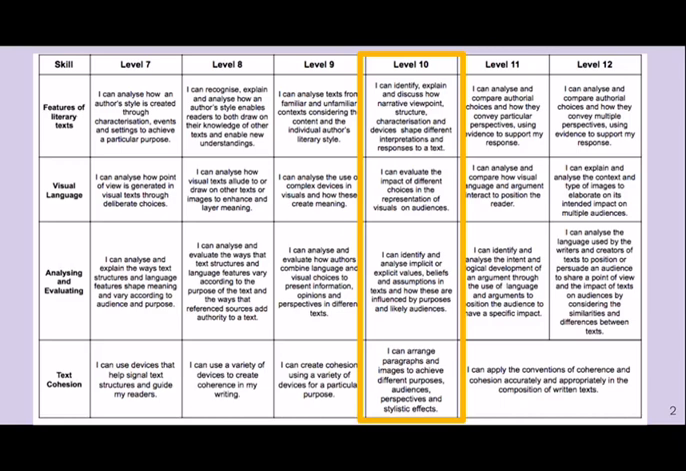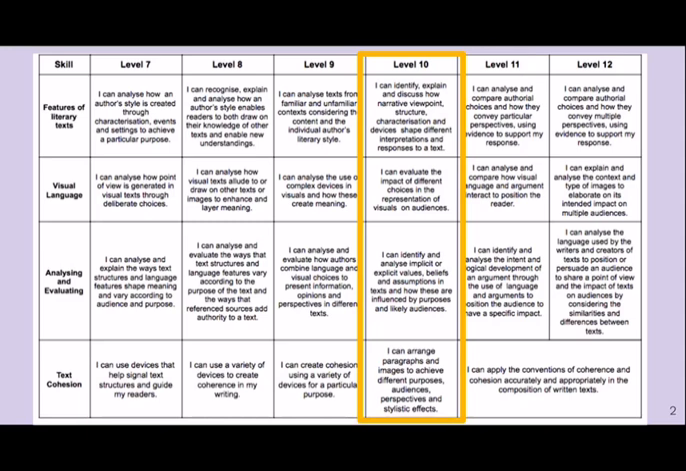So at level 10, I can identify, explain and discuss how narrative viewpoint, structure, characterization and devices shape different interpretations and responses to a text. So basically this one is asking us, how does the author use viewpoint, structure, characters, and literary devices, which is things like metaphors, similes, those sorts of things, to make the audience feel and think a certain way.